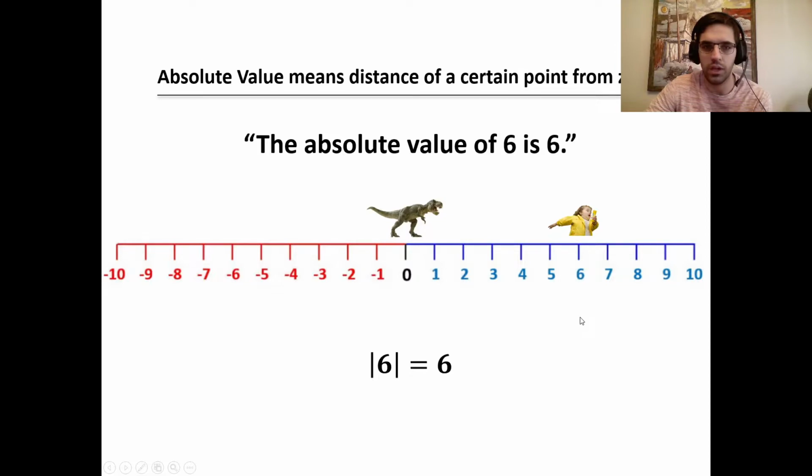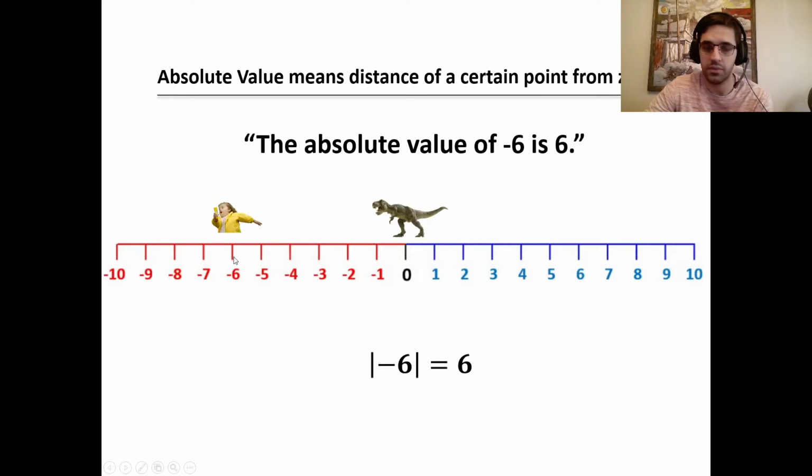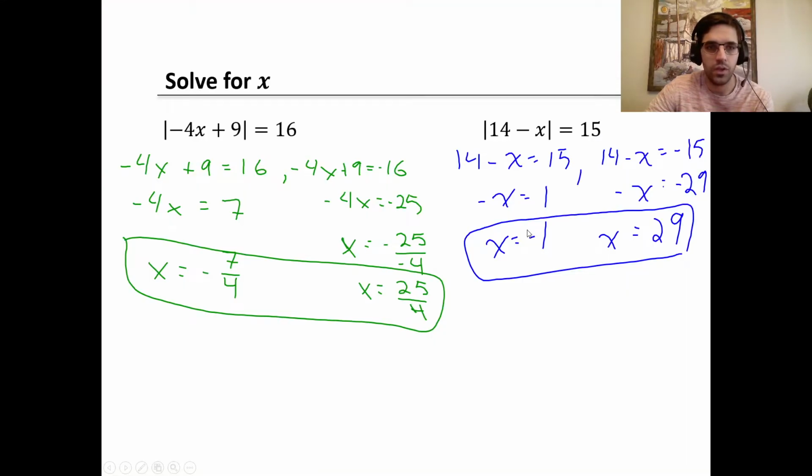So absolute value means just that, the distance between a certain point and 0. If we look on a number line, the absolute value of 6 is equal to 6, as in 6 is 6 away from 0. If you're on the negative 6, you're still 6 away from 0, so the absolute value of negative 6 is still positive 6. You could think of it as, anything you're taking the absolute value of, you just hack off that negative sign from the number.